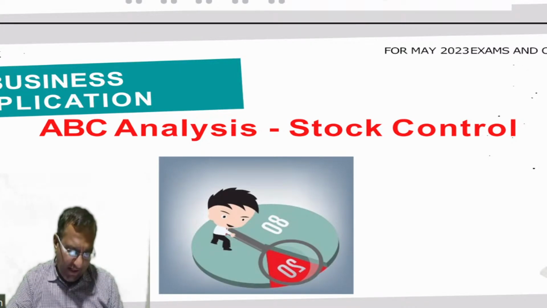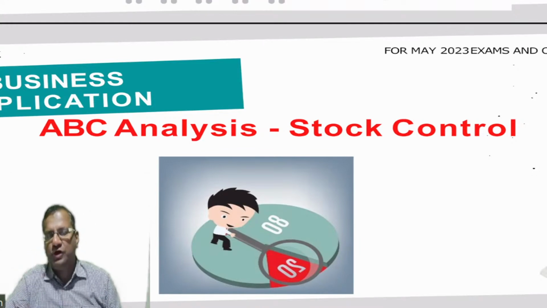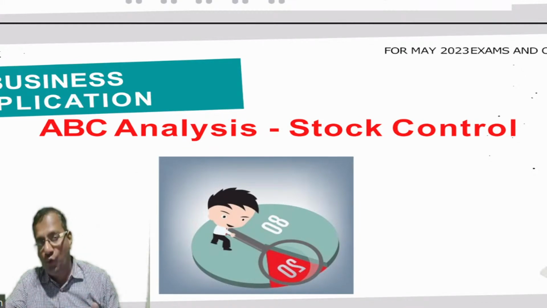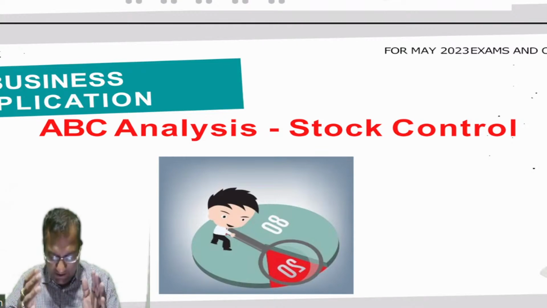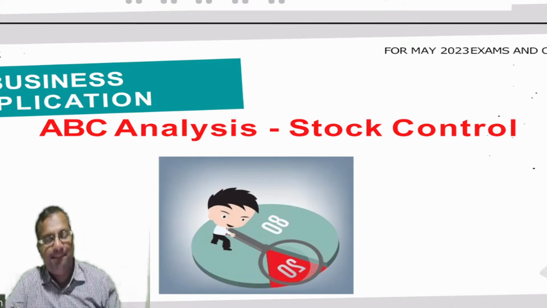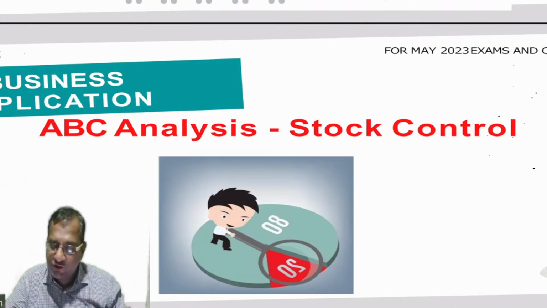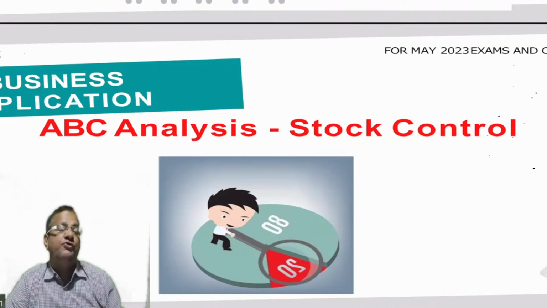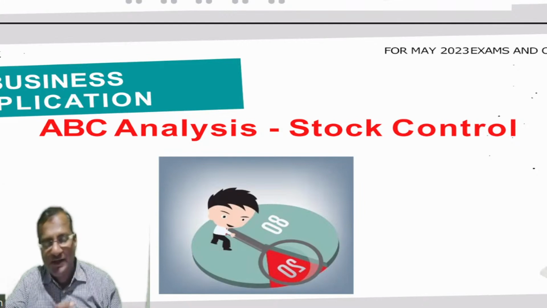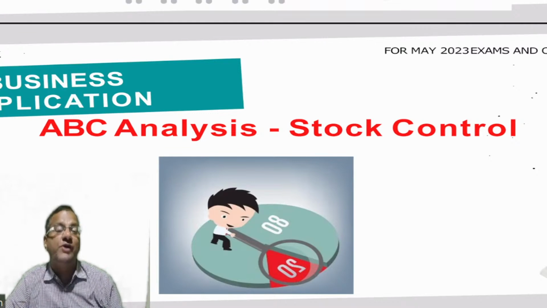What will be the 20 and 80 in case of stock control? It will be 20% of the items in store are contributing 80% of the investment. So 20% are the number of items which constitute almost 80% of your total store's investment.